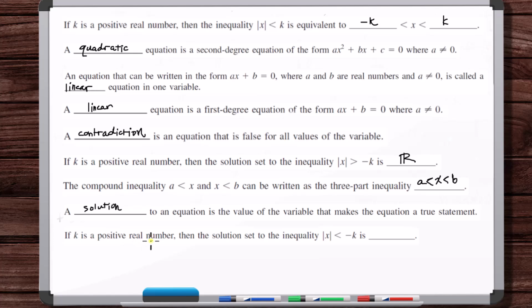If k is a positive real number, then the solution set to the inequality, the absolute value of x is less than minus k, is no solution, because everything is going to be greater than minus k, because this is always going to be a positive number.